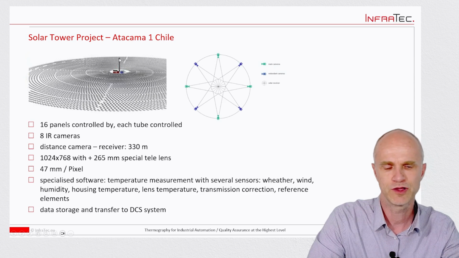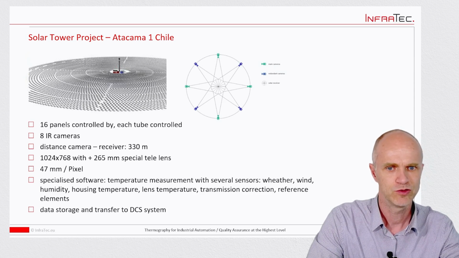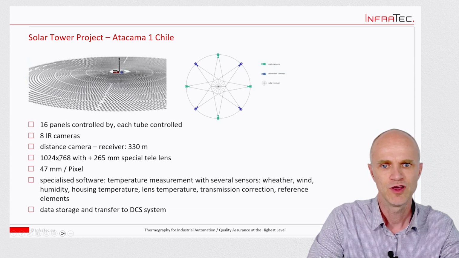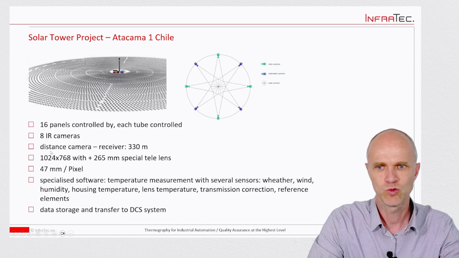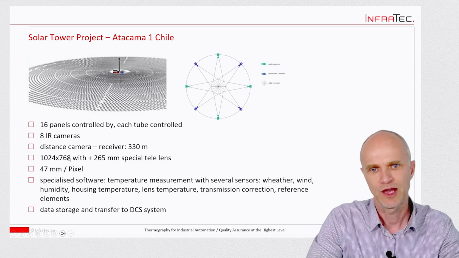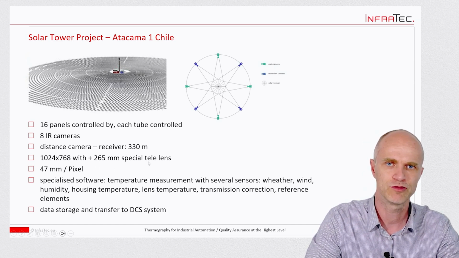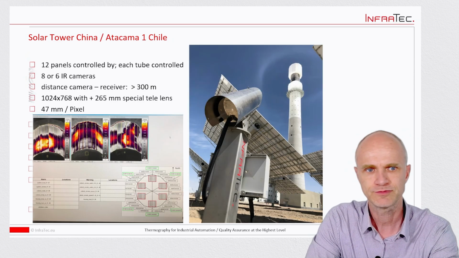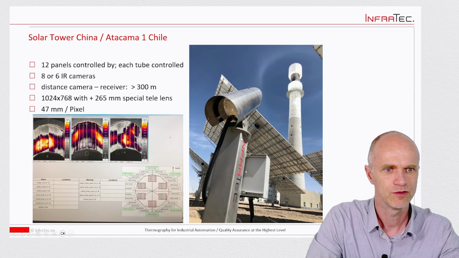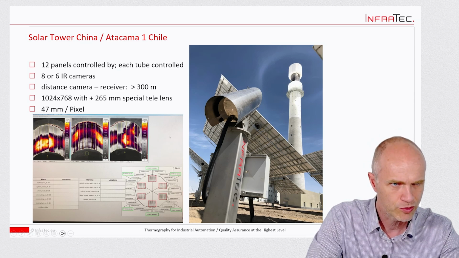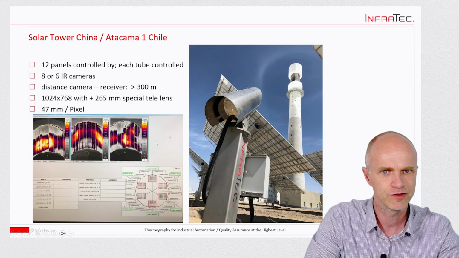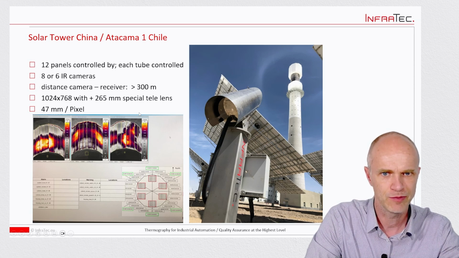And one tube has a diameter of about 50 millimeters. So this means we have at least one measurement point on this distance, and this can be reached by this high resolution of 1024 by 768 pixels. And we also developed for this application a special Taylor lens with 265 millimeters. So you see it here, a special housing, which directly looks at these absorber areas to monitor each of these panels, and all single tubes can be evaluated.